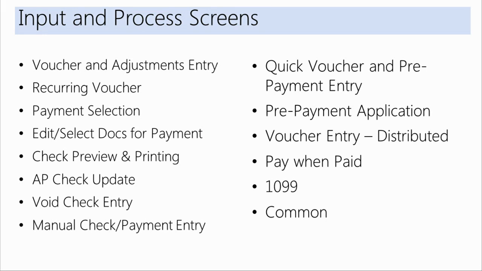Now that we have our voucher in there, how do I pay it? After I pay it, how do I select if I want to view what's being selected for payment, what's out there, previewing what you're about to print for your checks, actually going ahead and printing your checks and updating your checks. We'll then talk about how do you void something once it gets in. If I put a check in and something got upset or messed up, or maybe something didn't go through the processing correctly. We'll talk about our manual check and payment entry process. We'll talk about our quick voucher and prepayment entry screen.